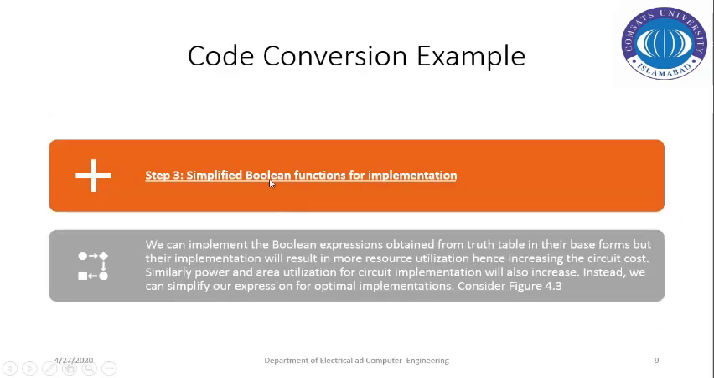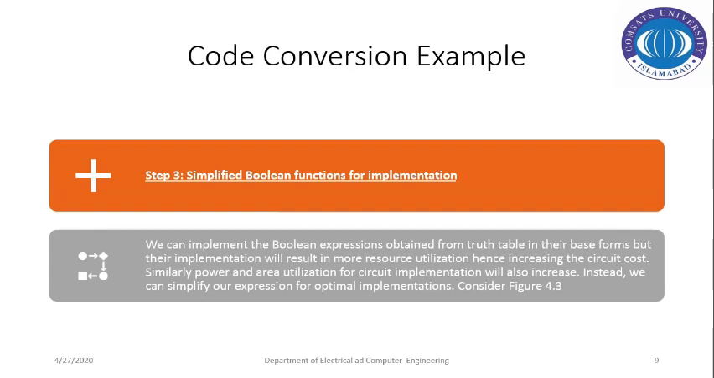Now coming to the third step, once you've achieved the Boolean functions either in a canonical or standard form, the next step is to implement those Boolean functions either in their base forms, or we can simplify those Boolean functions in order to optimize our resources. So as we have discussed earlier, we can implement the Boolean expression obtained from the truth table in their base forms, but their implementation will result in more resource utilization, hence increasing the circuit cost.